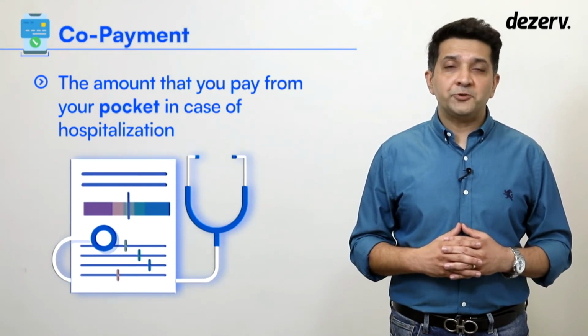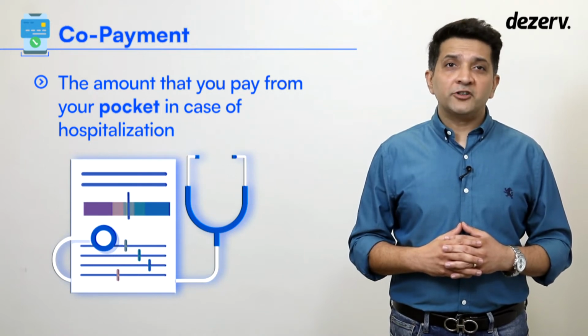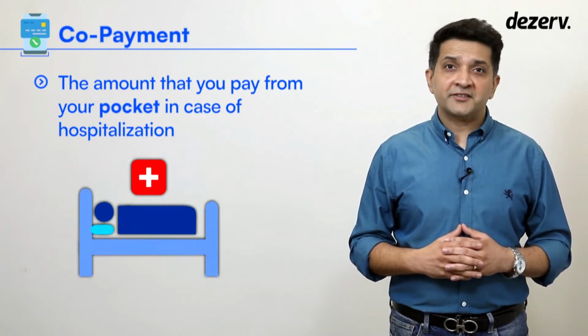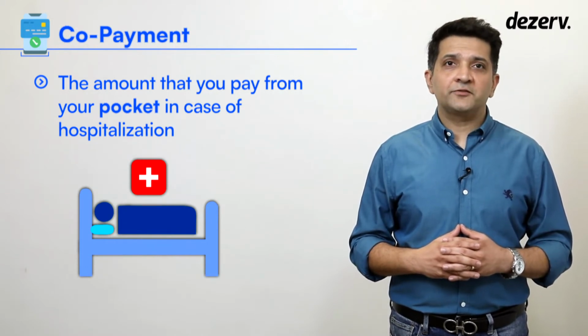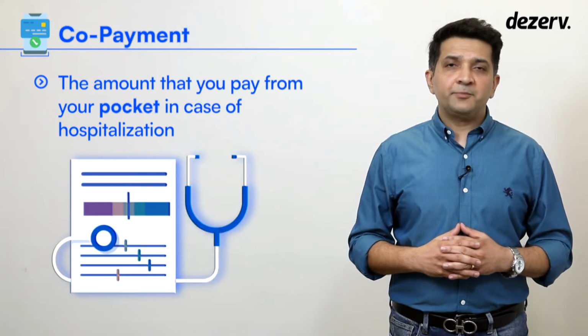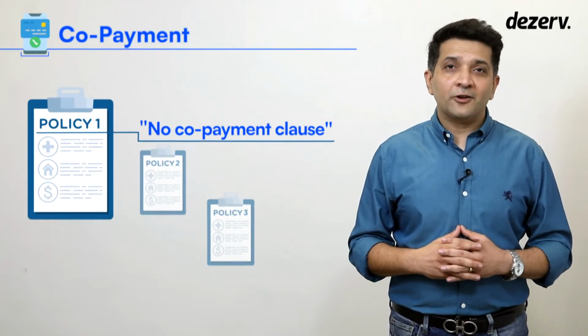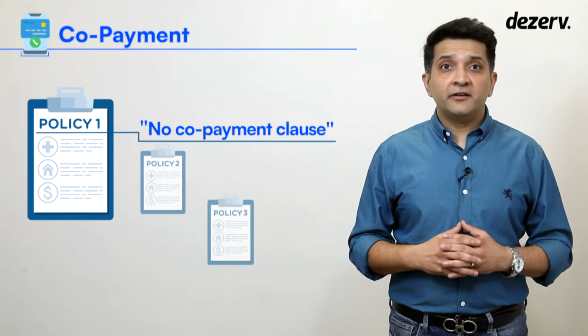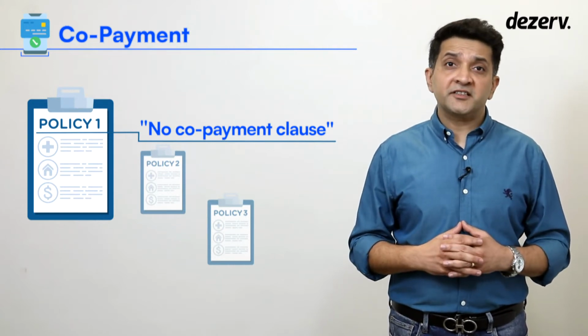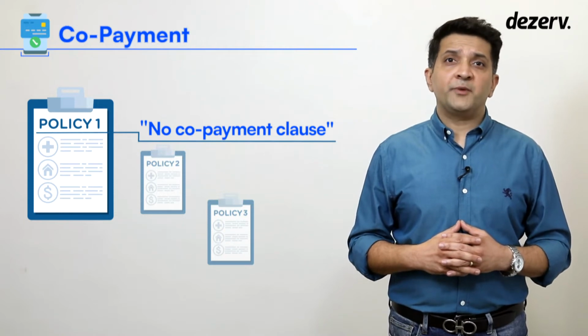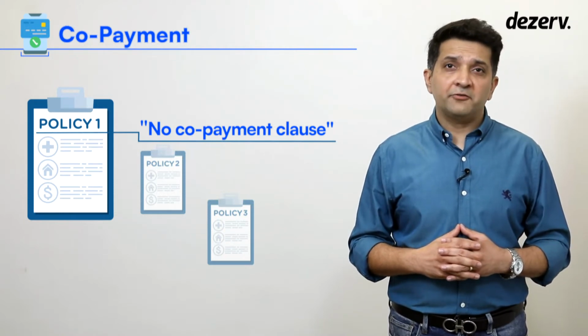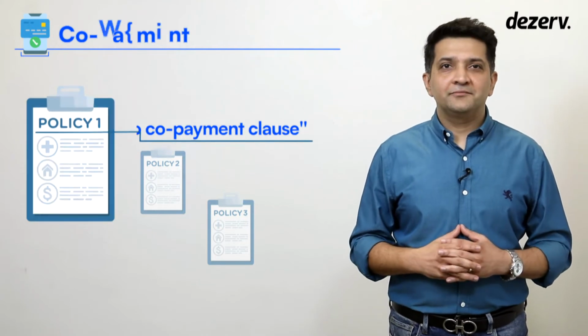Co-payment. It is the percentage of the sum insured or amount that you pay from your pocket in case of hospitalization. So if you get hospitalized and have a co-payment clause in your policy, you will have to pay a certain percentage of the hospital expenses and the balance can be claimed from the insurer. Of course, it is better if you don't have to pay. So choose a policy that has no co-payment clause. While co-payment is to be avoided, for senior citizens or those with pre-existing diseases, a co-payment clause may be the only way to get a health insurance cover and hence cannot be avoided.